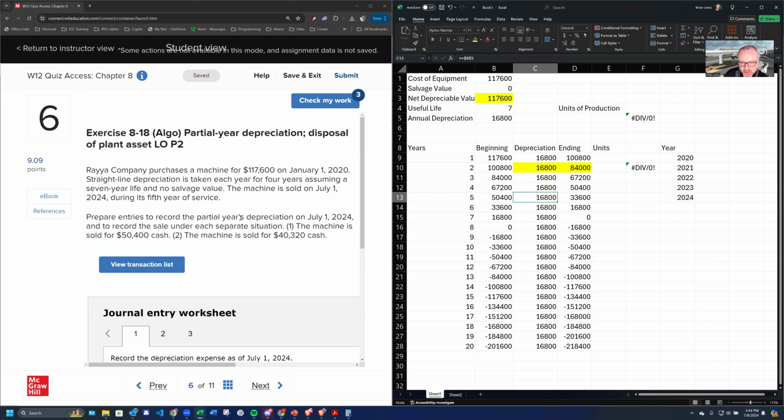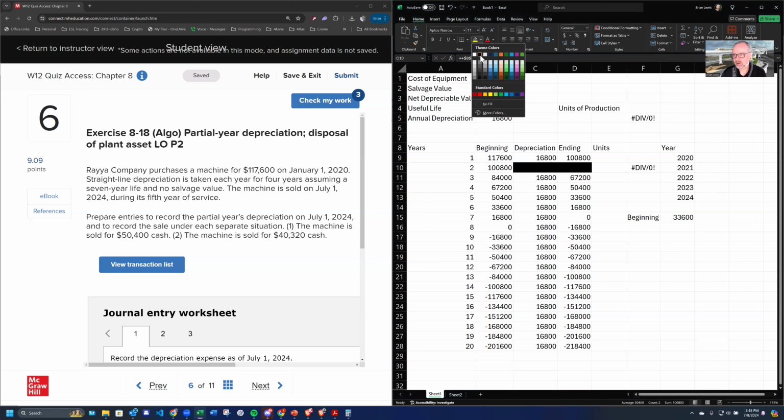Prepare entries to record the partial year's depreciation and to record the sale under each separate situation. Oh, okay. So this one's a little tricky. What it's going to ask us is basically what it's going to look like. So we want the beginning of the year net book value, right? So beginning of the year, which is right here. So this is 5. So we're just going to pick this number up.